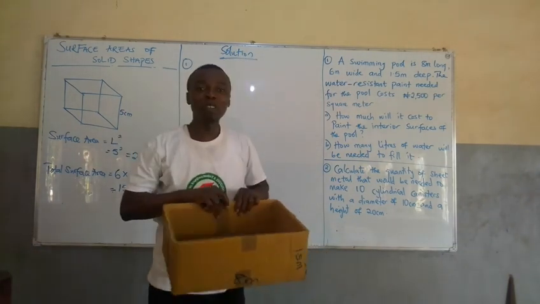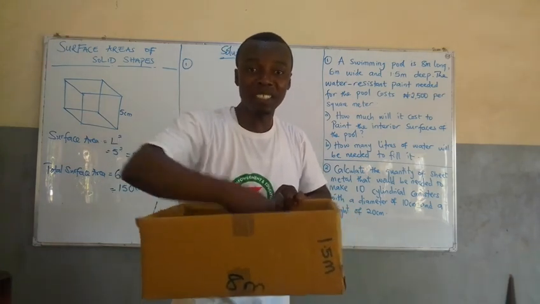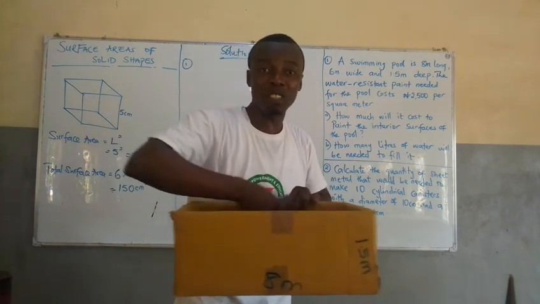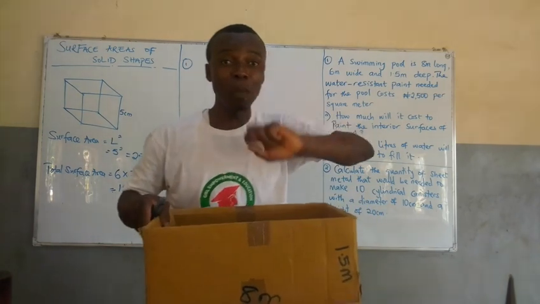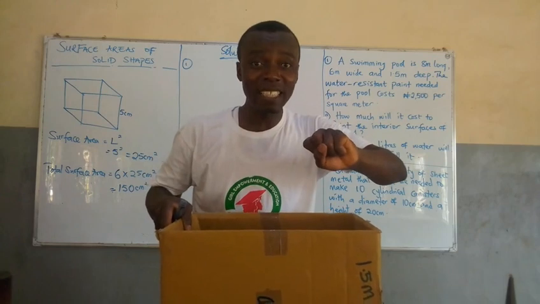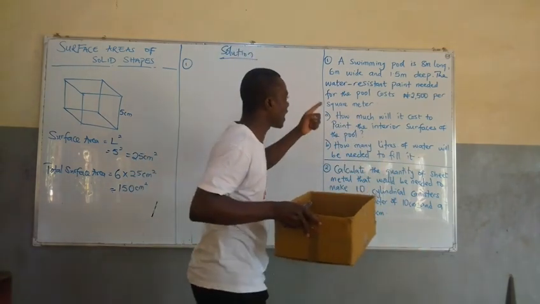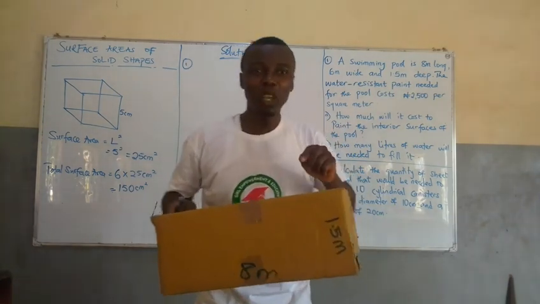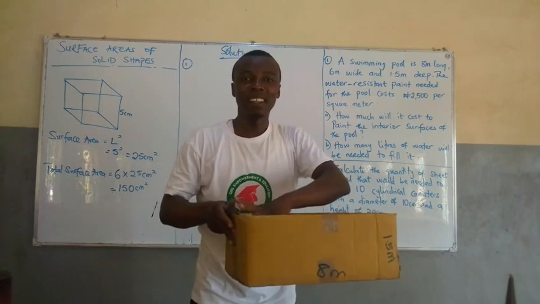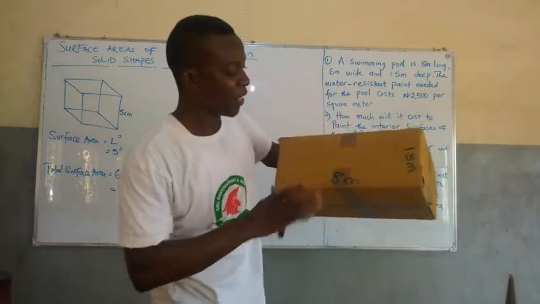Now first, I'm going to find the surface area of each of these surfaces. Sum it up together, right? I will sum it up together, and that will give me an idea of how much it will cost to paint the swimming pool.